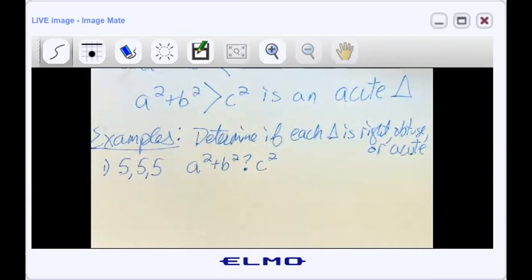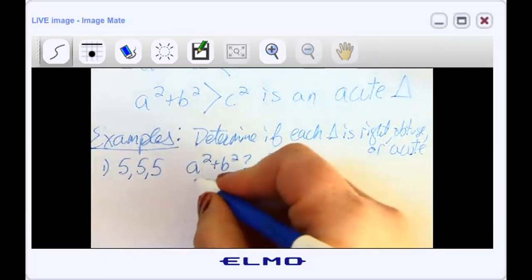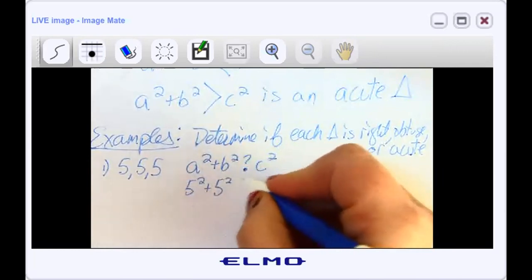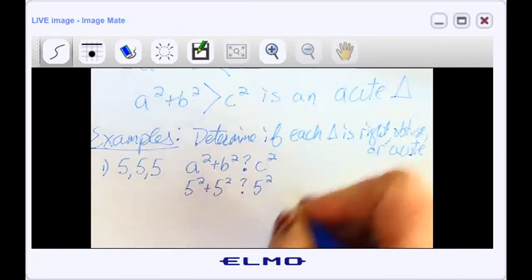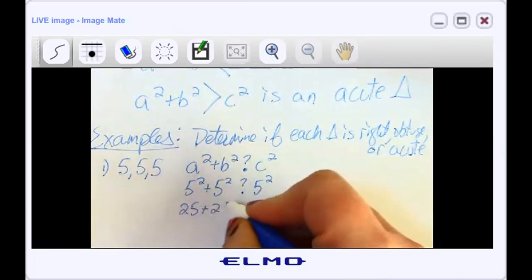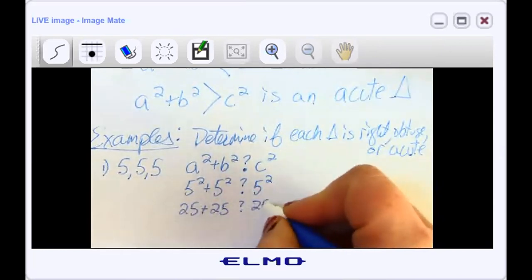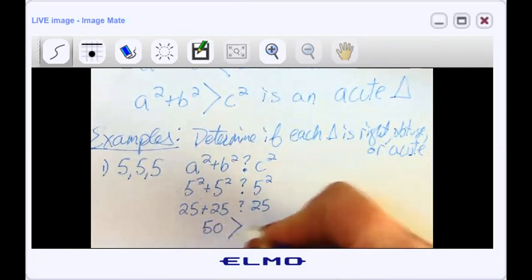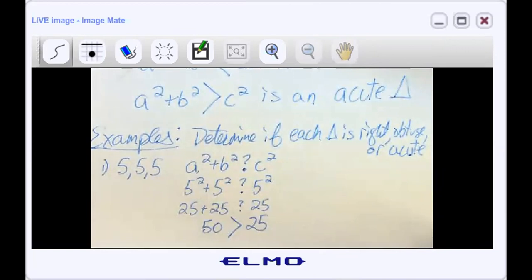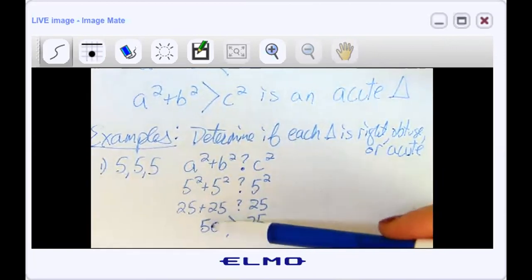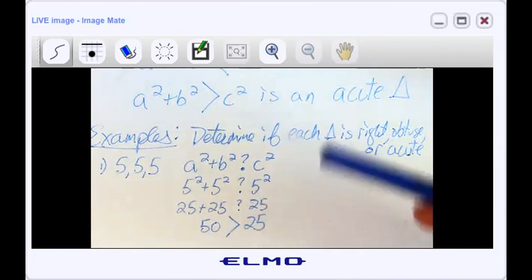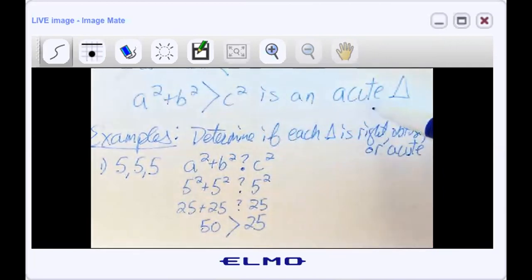Now, since all of them are the same, it doesn't matter who you call a, b, and c, right? So I'm just going to do 5 squared plus 5 squared. How does that compare to 5 squared? So 25 plus 25, how does that compare to 25? I'd get 50 is obviously greater than 25. So as you can see, a squared plus b squared is greater than c squared, so I should be having an acute triangle, and I know that I do for this one. I already knew that it was going to come out that way, and it did. That's pretty cool.